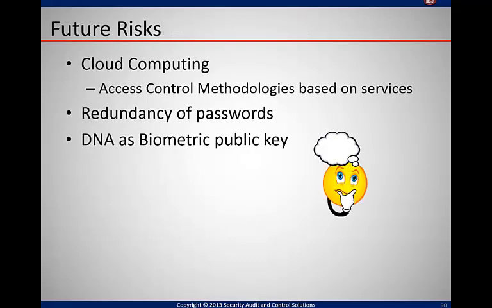Then also future risk, when we look at the networking side a little bit more in detail, we can have cloud computing, access control methodologies based on services. So somebody would like to sell you access as a service. Redundancy of passwords, because passwords really mean nothing, because they're easily cracked, and the attack methods on passwords are getting better and better. If we look at graphics cards being used, instead of 1 million attacks a second, we can have 10 billion attacks a second on some of the machines now. And also DNA is possibly a biometric public key.